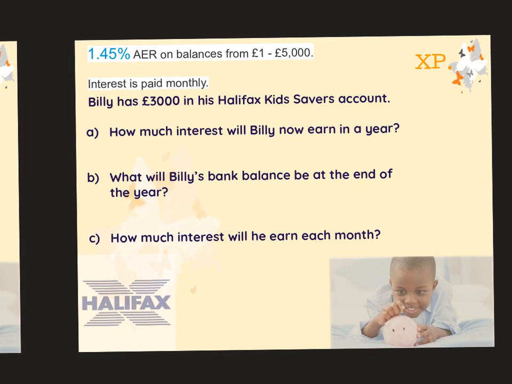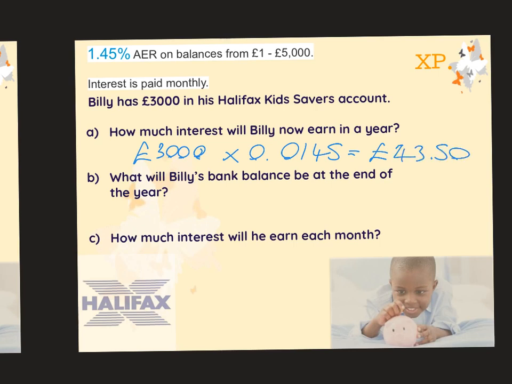So sticking with Billy and his £3,000, how much interest will Billy now earn in a year? You're going to do £3,000 multiplied by 0.0145. And if you put that in your calculator, you get £43.50.